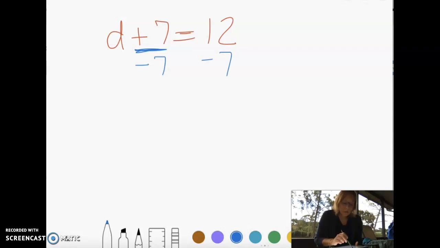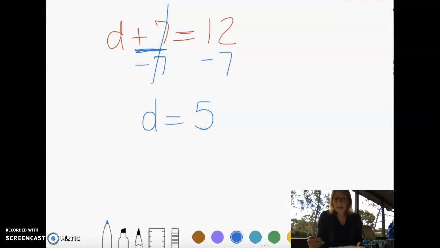That makes these two cancel out. So then I'm just left with d on this side, which is what I wanted. And then 12 minus 7 equals 5. So in this problem, d equals 5. And that's the way that we go about solving it.